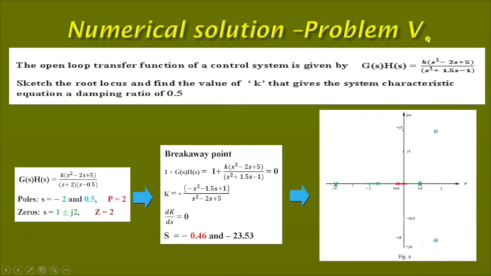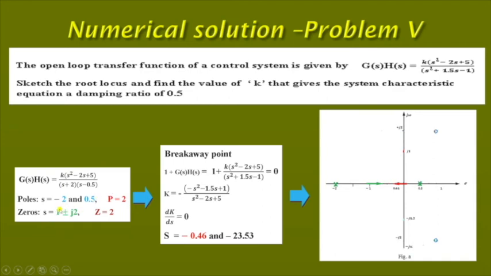Numerical problem 5. The open loop transfer function of a control system is given by GSHS equals k into s squared minus 2s plus 5 divided by s squared plus 1.5s minus 1. Sketch the root locus and find the value of k that gives the system characteristic equation a damping ratio of 0.5. Then find the poles.